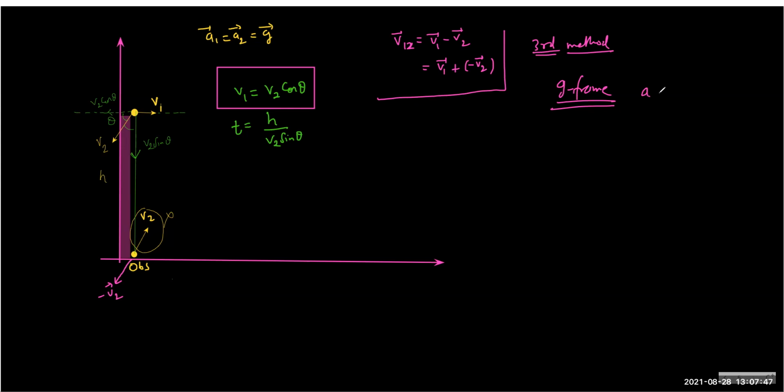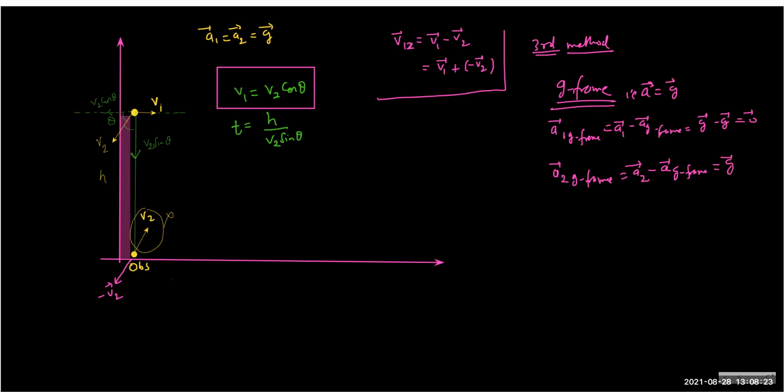So the acceleration of the G frame is how much? So what is the acceleration of the first particle with respect to the G frame? A1 minus A G frame, and A1 is G, G frame is G, so it is 0. So what is the acceleration of the second particle in the G frame? So now the particles are not accelerating.